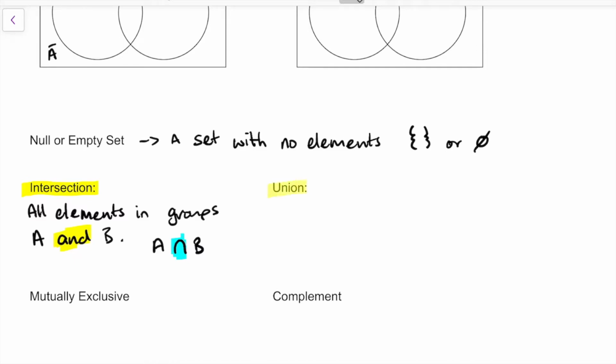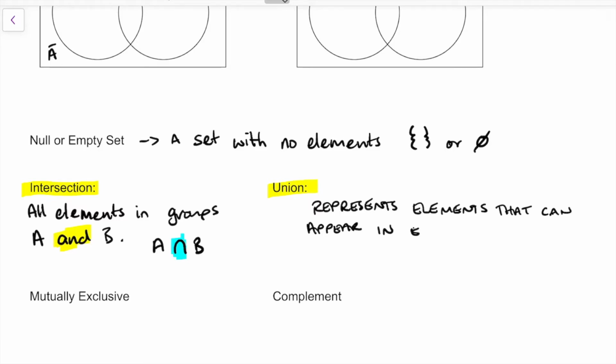Union, the union, has a different symbol, and this represents or covers elements that can appear in both of those groups, right? In either, so it could be in either A or B. So it's an either or proposition.